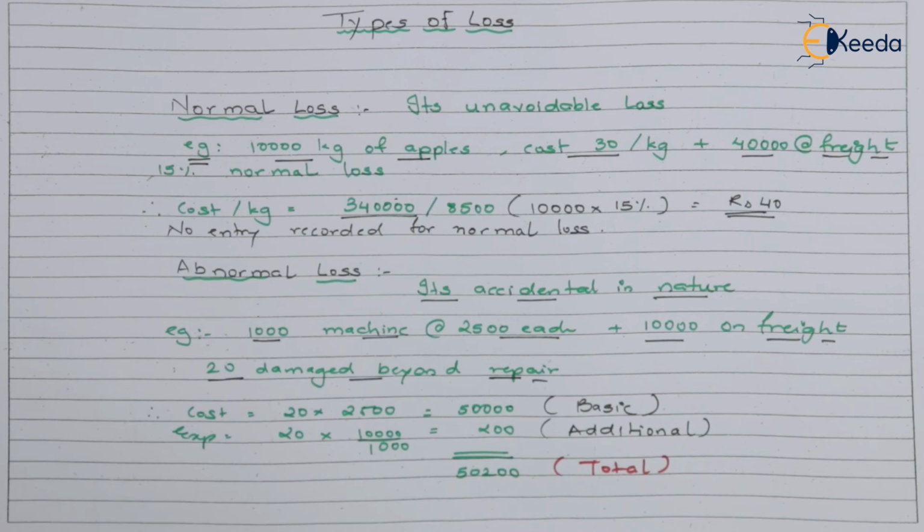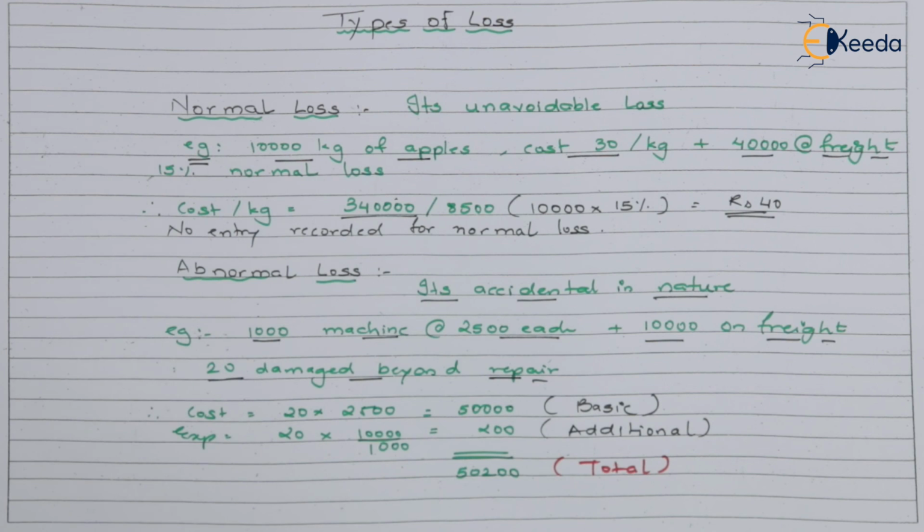So this is the major difference between normal loss, which is unavoidable, and abnormal loss, which is avoidable but happens due to some mishap, mostly during transit or when the goods are stored before they are sold. Maybe if you have stored goods, they might perish, or get burnt, or get damaged for any of the reasons that may be in the question. So this is what you need to understand about types of losses. There are only two types: normal and abnormal.